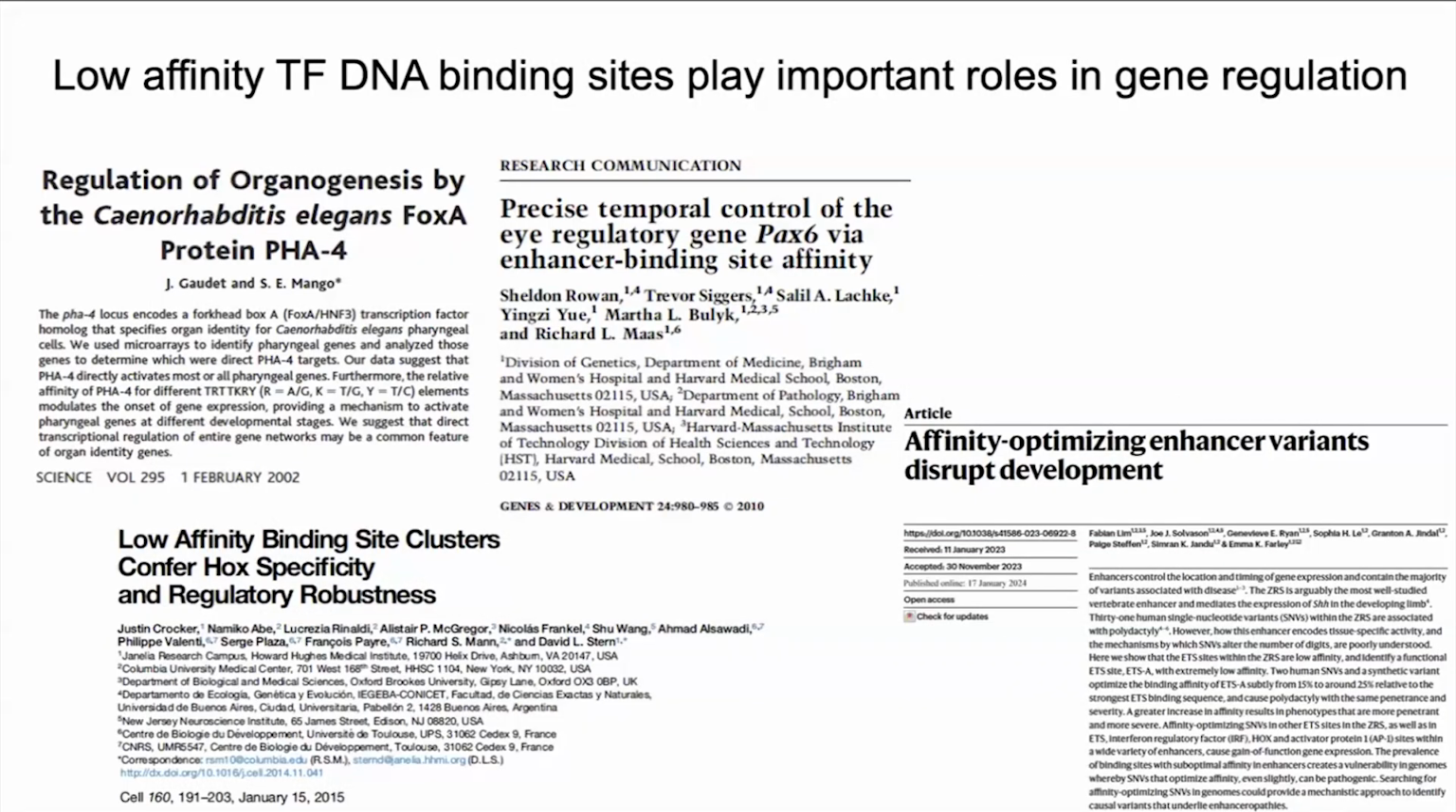Importantly, both high and low affinity TF-DNA binding sites play important roles in gene regulation. A number of papers over more than 20 years by my group and others have revealed various important roles of low affinity TF-DNA binding sites in gene regulation, in particular their sensitivity to TF levels for precise gene expression patterns during development. Some of these insights were enabled by data generated using some of these high-throughput technologies, including PBMs and ChIP-seq. However, it has been challenging to accurately identify low-affinity TF-DNA binding sites in a comprehensive manner.